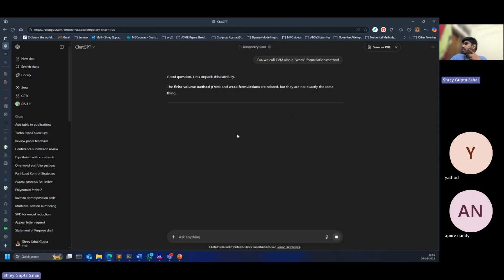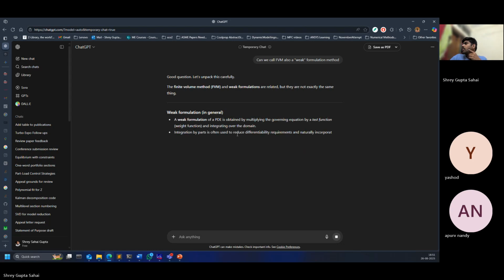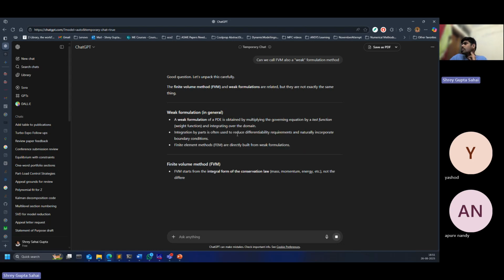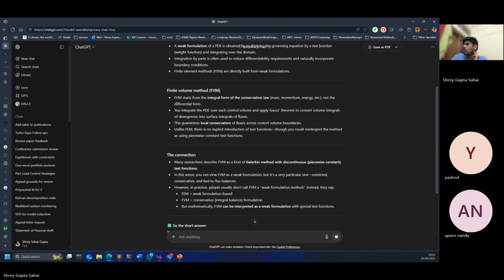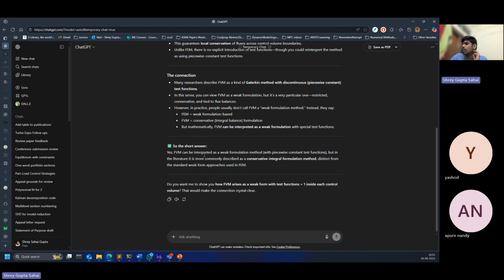Good question. Let's... weak formulation of PDE is obtained by multiplying by a test function and integrating over the domain. Okay. Integration by parts. Okay. Fine. That's okay. So maybe it's not exact, but I'll tell you what I mean by weak formulation.